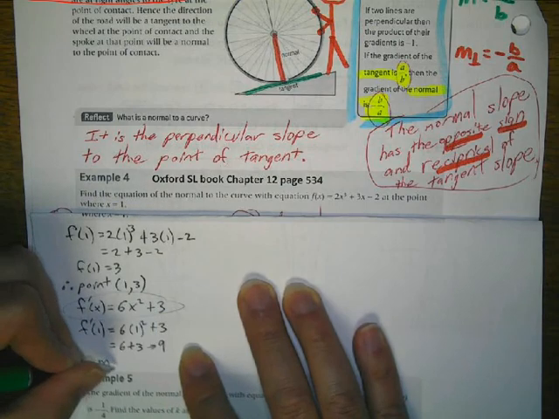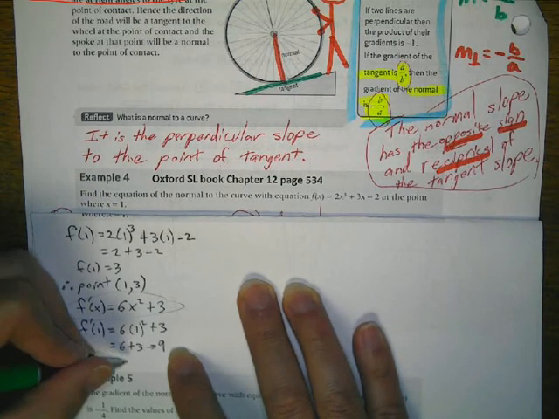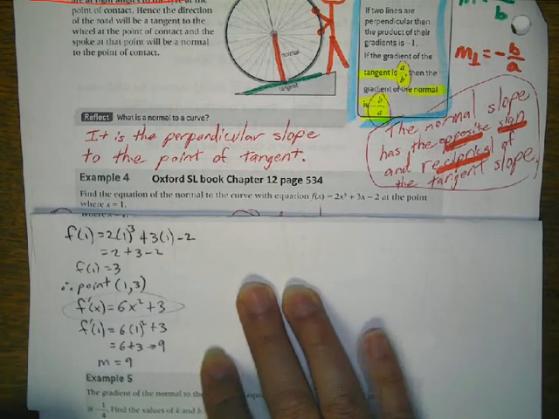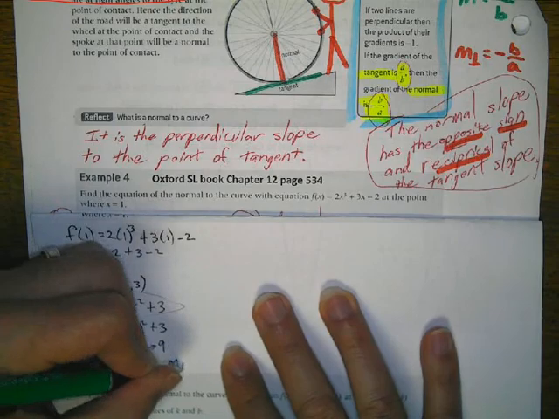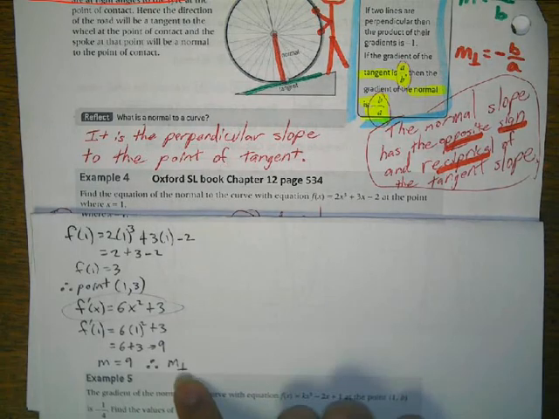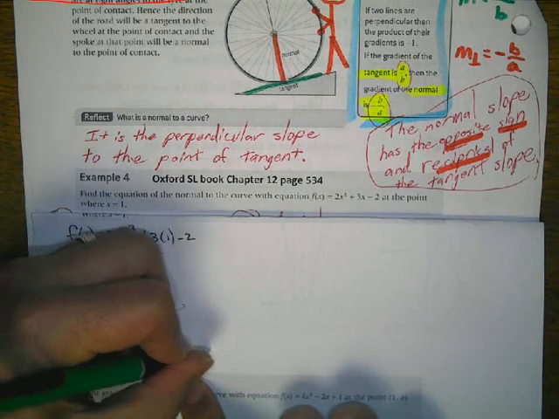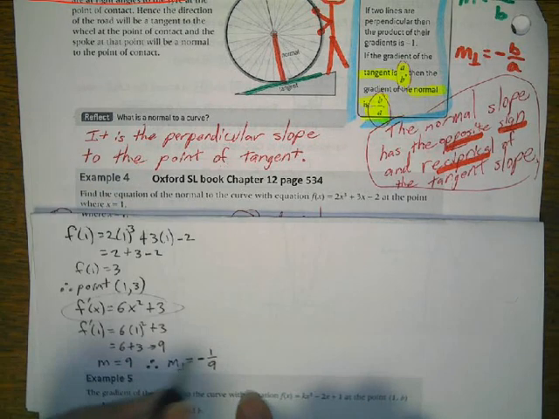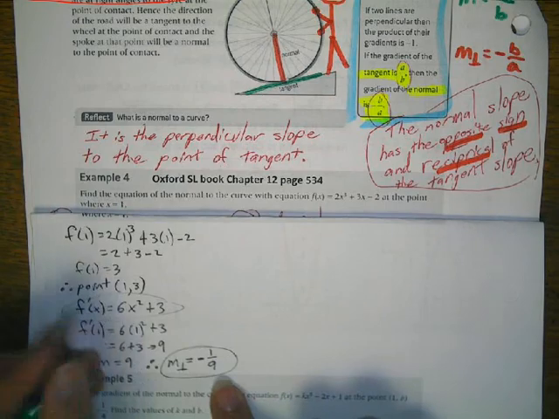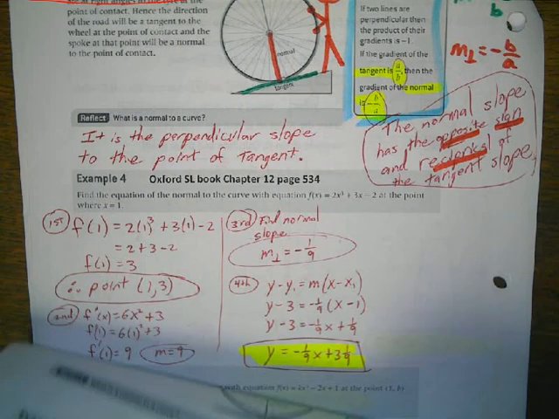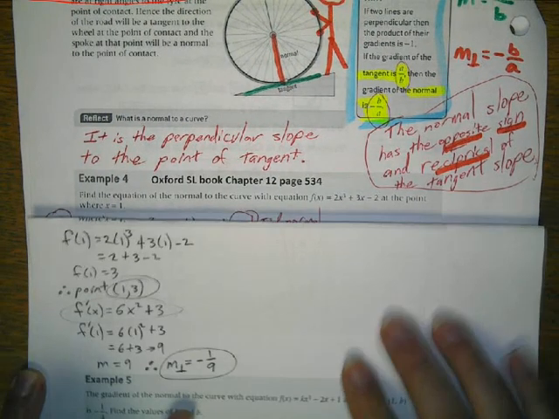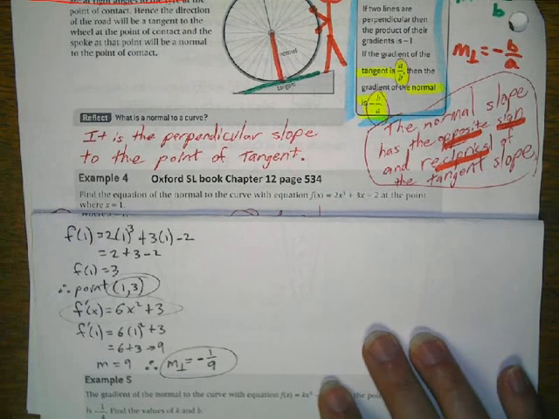So my slope at the point of tangency there is 9. That means my perpendicular slope, I'm going to represent perpendicular with this upside down T, is going to be negative 1 over 9. So using this and the point, I'm going to be able to find my new equation.